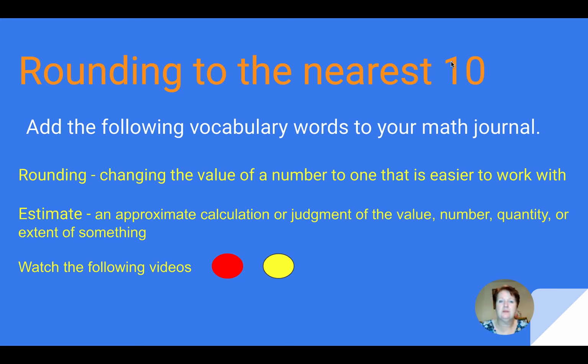Hi, boys and girls. Today we're going to learn about rounding to the nearest 10. In your math journal, I would like you to write the following 3 words and their definitions. So the first word is rounding, where you are changing the value of a number to one that is easier to work with, like 10, 20, 30, and so forth, counting by tens.